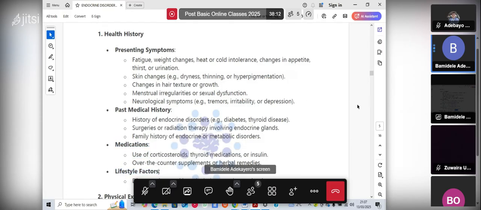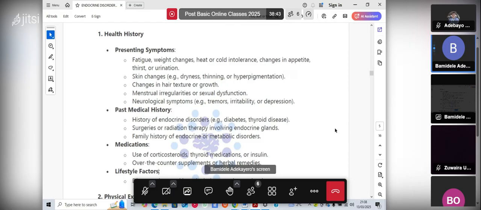Is the patient a smoker? Does he drink? Does he use alcohol? What is the work-life balance? So those are the things that you need to take into consideration. And the reason we are asking all of this is that, apart from the medical, I mean, pharmacological treatment, your nursing intervention should also address some of the things you discovered during history taking.